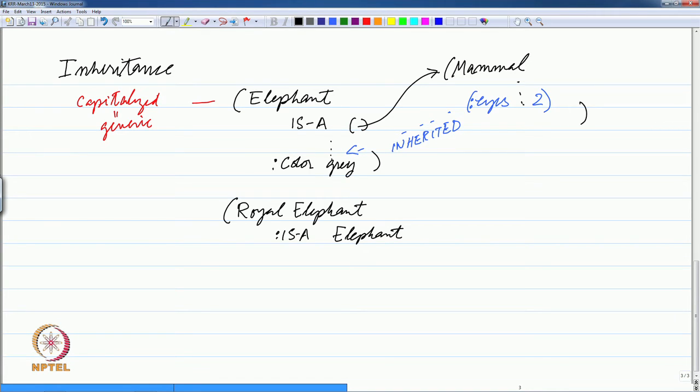Now, one would expect that this property, that elephants are gray, would be inherited by royal elephants, but frame systems allow you to override such properties. So, you could say color white. You could think of this as a default, overridden by this value.